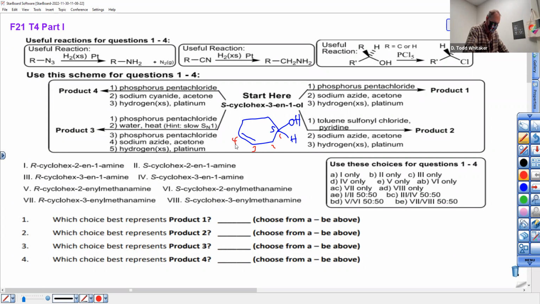There's a reaction there I did not talk about. Oh, good, because there's a useful reaction at the top of the screen with phosphorus pentachloride in it. You see it? Phosphorus pentachloride is this chemical right here.